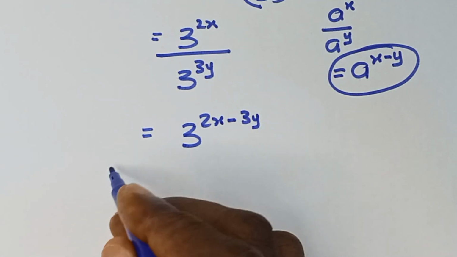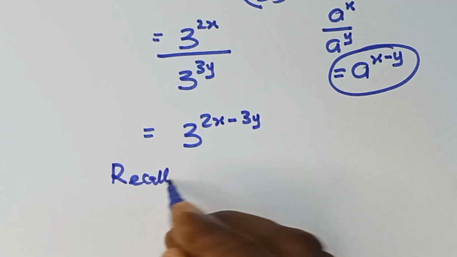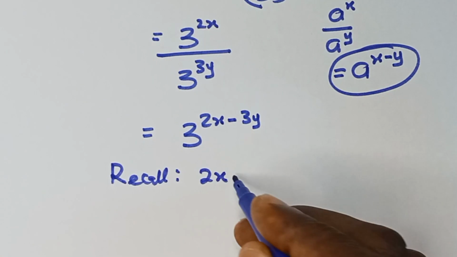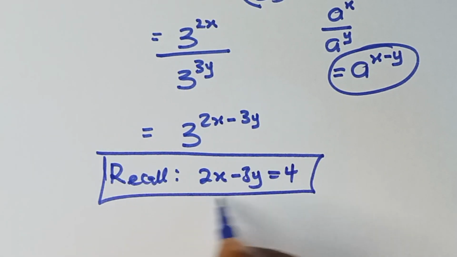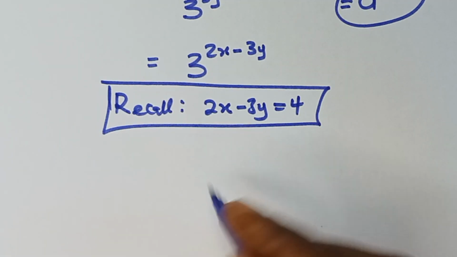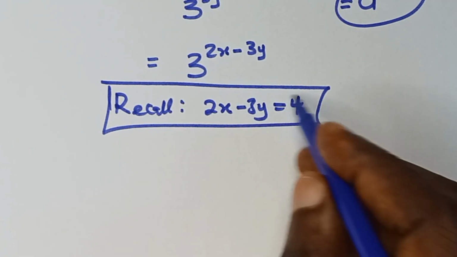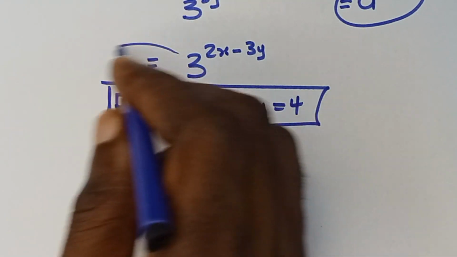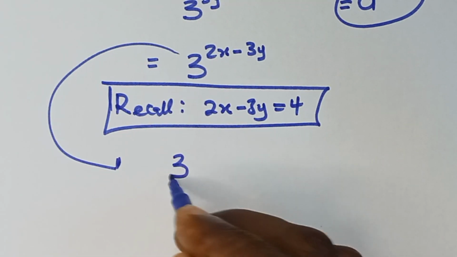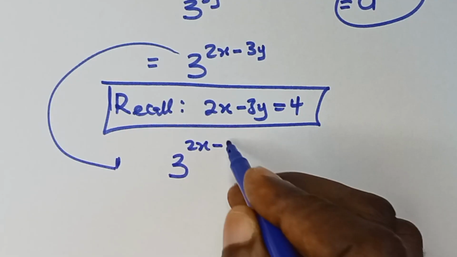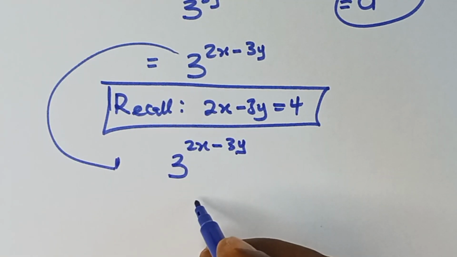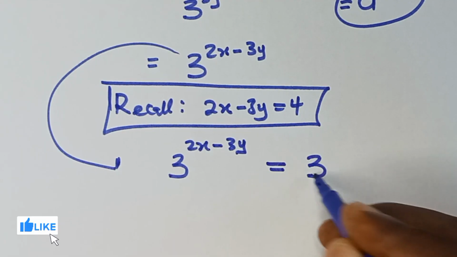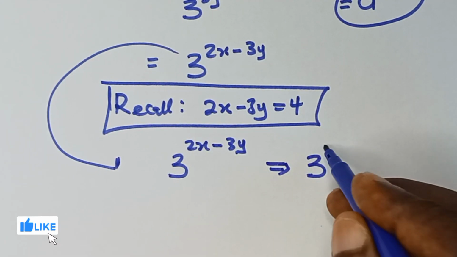Okay, now let's recall that 2x minus 3y equals 4. Okay, that's our equation 1. We have 2x minus 3y equals 4, and that means that anywhere we see 2x minus 3y, we can write 4. And then from this, we have 3 raised to the power 2x minus 3y, and 2x minus 3y is 4. You can just replace it. So that gives 3 raised to the power 4.